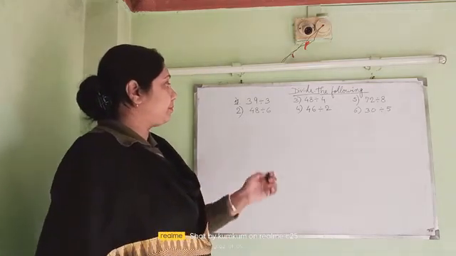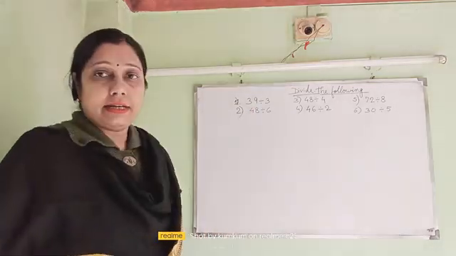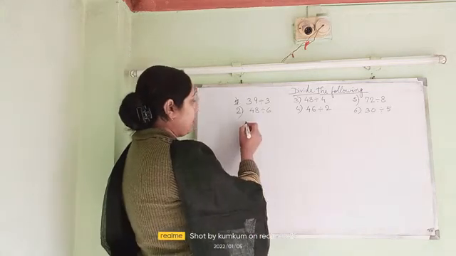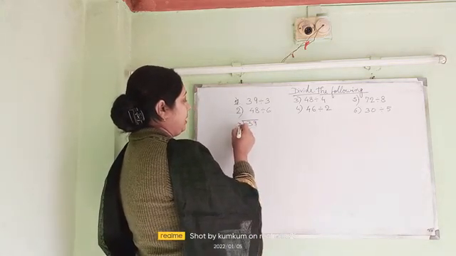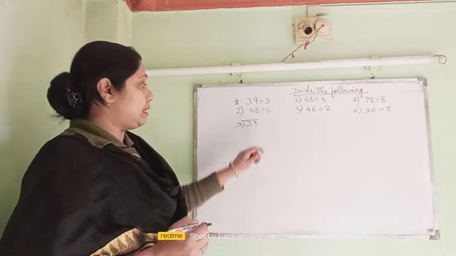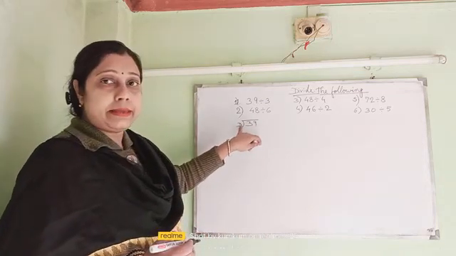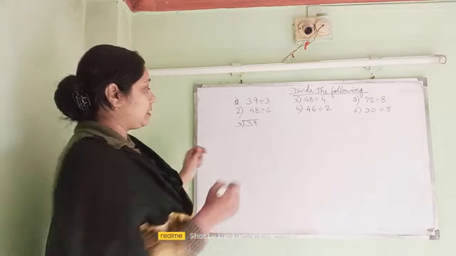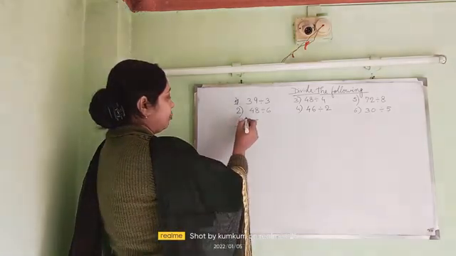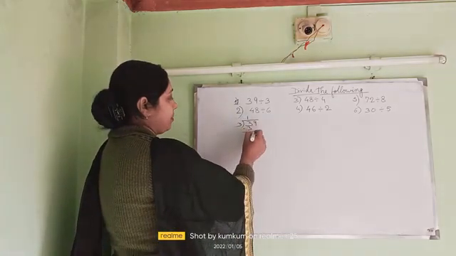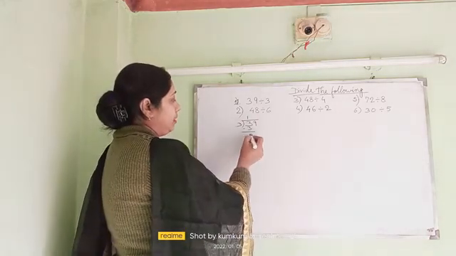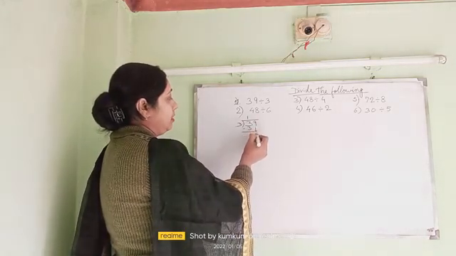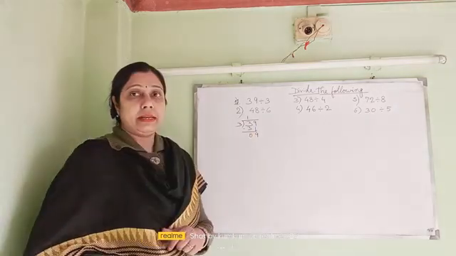Now see, first question is 39 divided by 3. I am writing here 39 and divided by 3. Now see, the first number is same, 3 and 3 are same, so I have to write 3 ones are 3. I am subtracting 3 minus 3 is 0, so I am bringing 9 down.